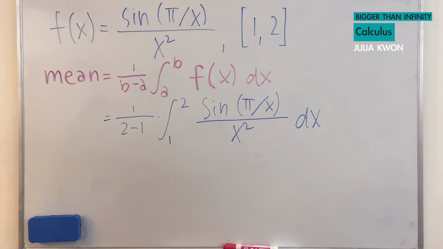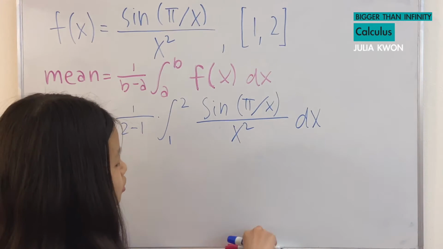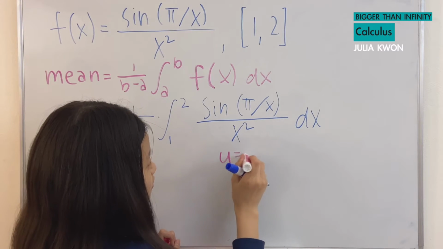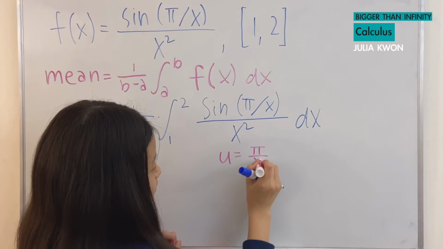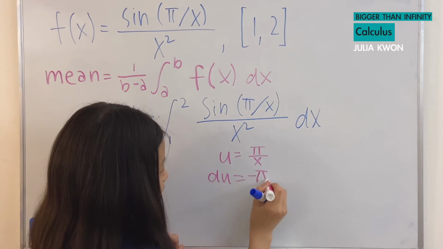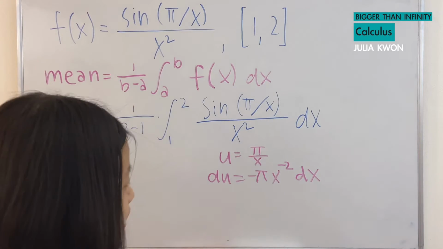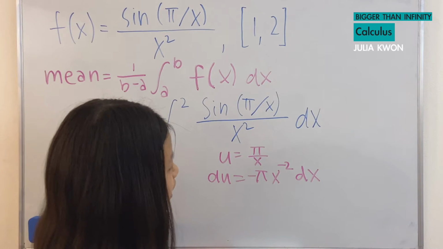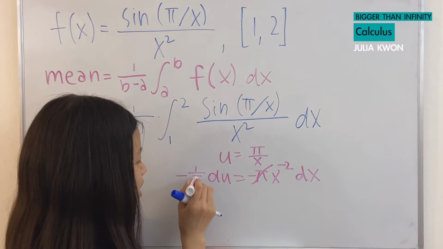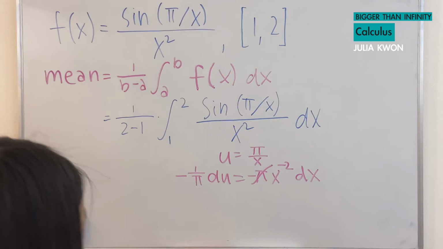In order to integrate this, we're going to use the substitution rule and set u equal to pi divided by x, which would mean that du is equal to negative pi times x to the power of negative 2 dx. We're going to divide by negative pi on both sides, so that we have negative 1 divided by pi times du is equal to x to the power of negative 2 times dx.